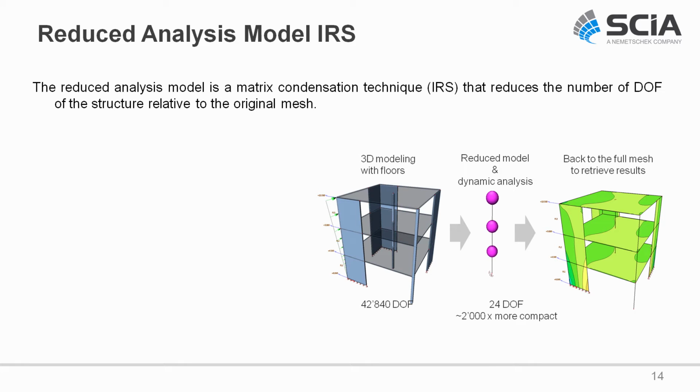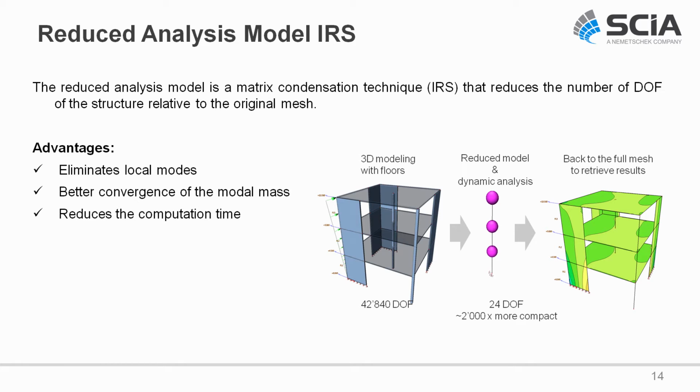The algorithm implemented in SCIA Engineer uses the IRS method and consists of 3 steps. The IRS method is used for condensing the mesh of the analysis model. The modal analysis is performed using the reduced mesh, which has typically 1000 times fewer degrees of freedom than the original full mesh. This makes the calculation of eigenvalues massively faster on large structures. Then the results of the reduced system are expanded to the original full mesh, allowing detailed results to be output in the entire structure.